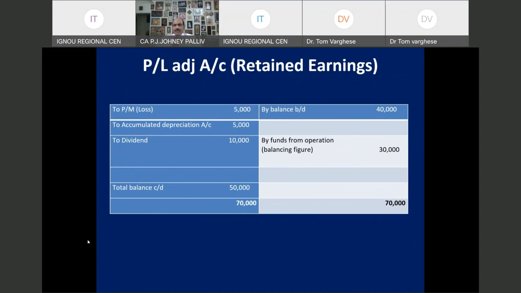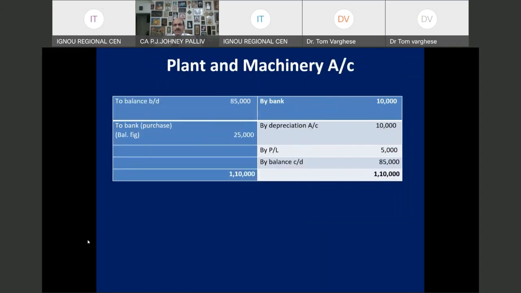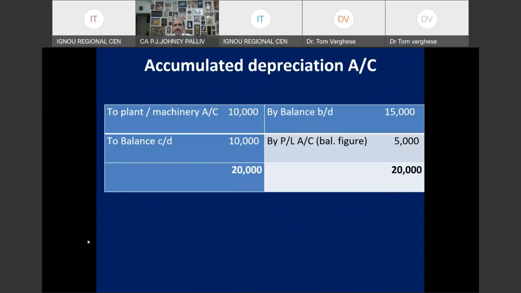Here you can see we have taken retained earnings, opening balance, and various adjustments. Here we have taken plant and machinery, opening balance, closing balance, and adjustments. Here you have the accumulated depreciation, opening balance, and closing balance, and adjustments. So the accumulated depreciation provided during the year is 5,000. That depreciation is charged to the machinery account, or the accumulated depreciation, 5,000 is the closing balance on account of balance available out of 15,000. Out of 15,000, 10,000 is towards accumulated depreciation on machinery sold. The balance is the depreciation under the head accumulated depreciation opening balance.